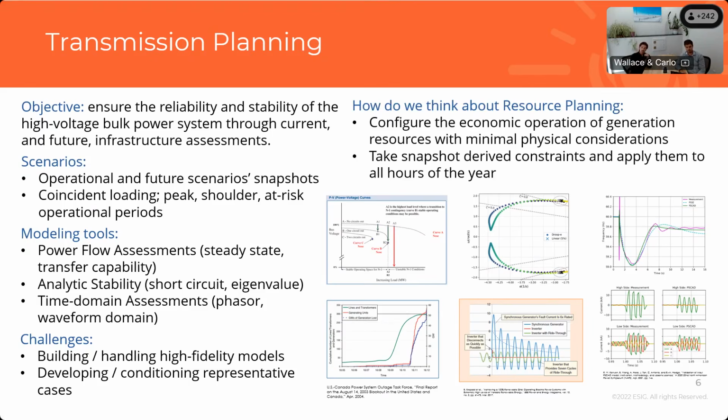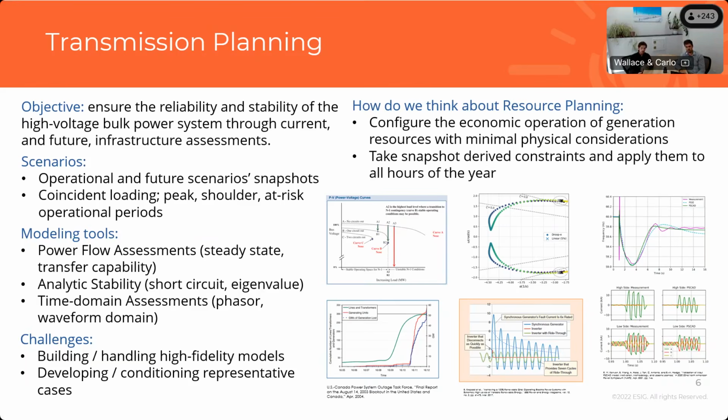Finally, how do I think about resource planning? How does a transmission planner, perhaps in general? Well, we consider they're configuring the economic operation of generation resources. I say minimal physical considerations only based on the sort of challenges that exist in the transmission planning domain. It's not practical to bring all of the controller gains and filter components and filter characterizations into economic tools. We have to simplify things to get computational tractability. So the objective of my job is to figure out which constraints are reasonable and meaningful to economic planning to bring them back in.